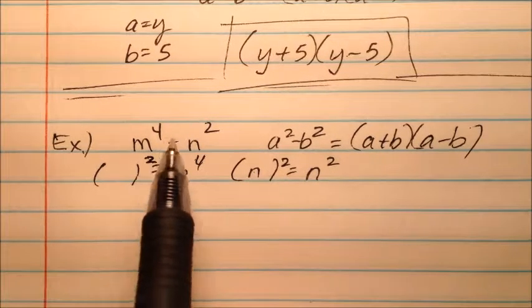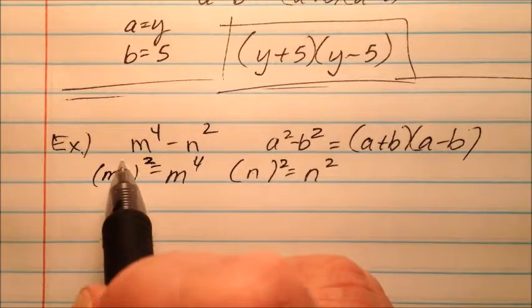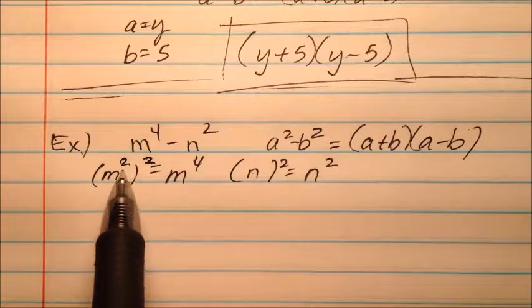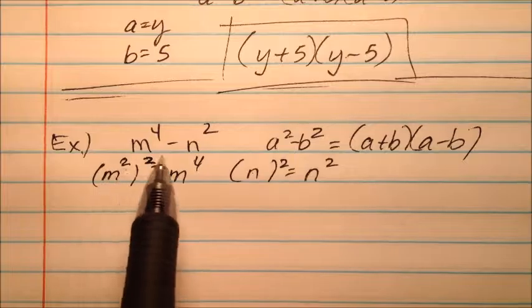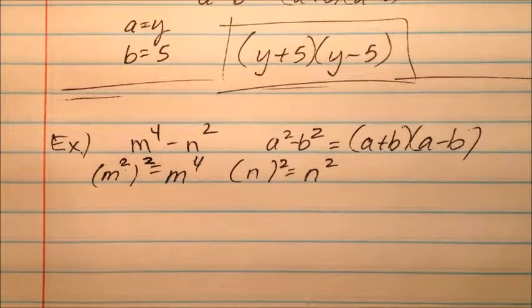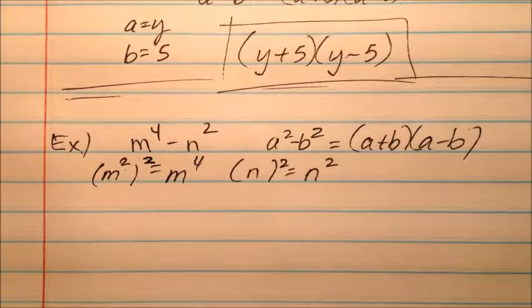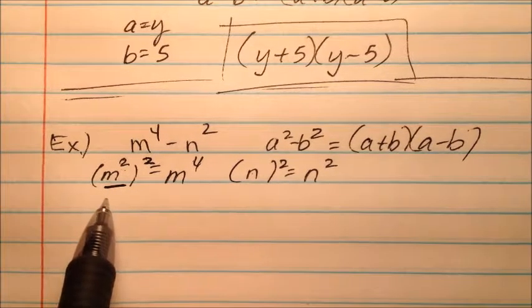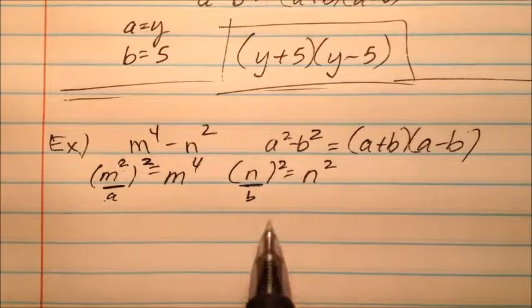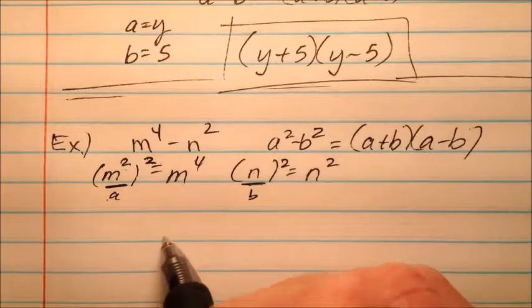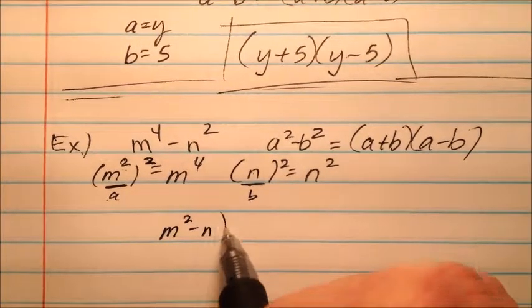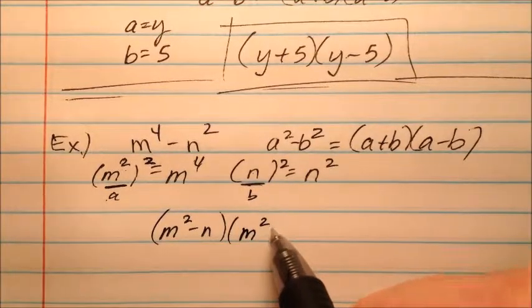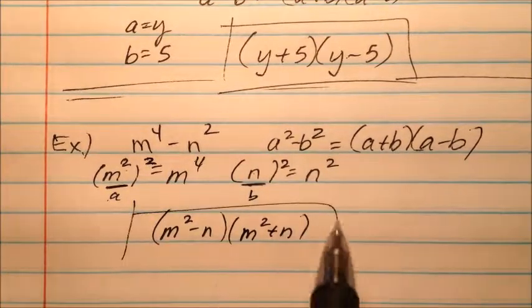Well, you could say 4 divided by 2 is 2, so you could say m squared. Or you could think to yourself, because of this power of a power sort of thing, these two get multiplied to give us 4. So you just have to work that math out in your head, simple arithmetic. Once you do that, the m squared becomes the a, and the n becomes the b. And really you're just going to say m squared minus n times m squared plus n, just like that.